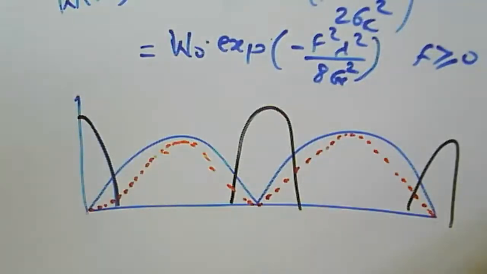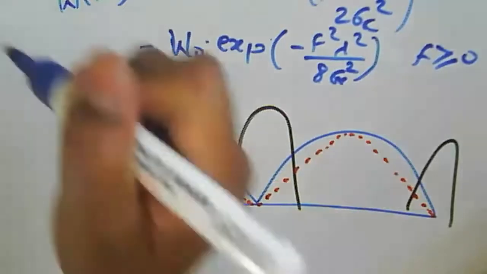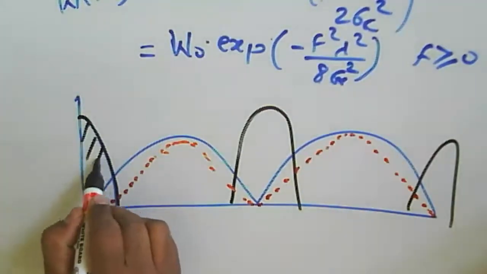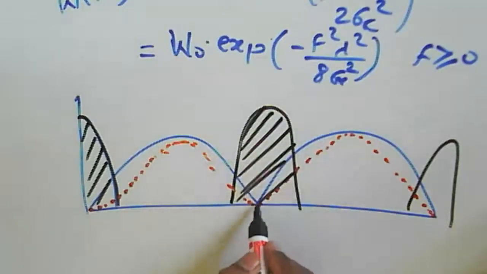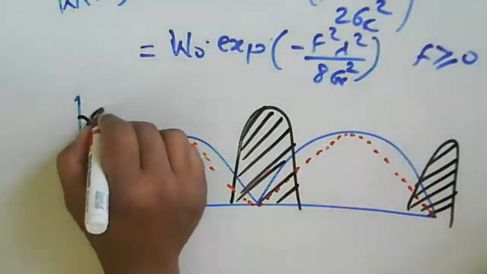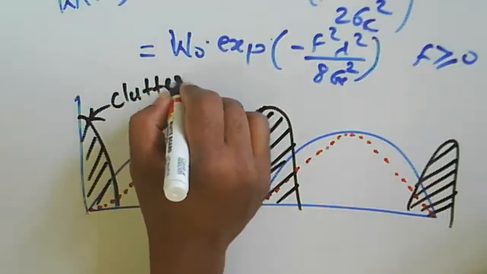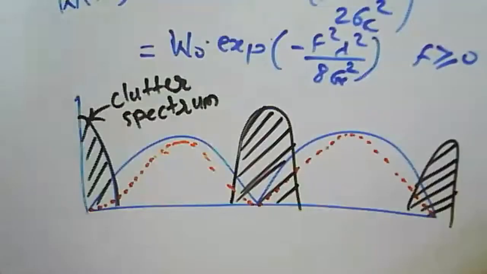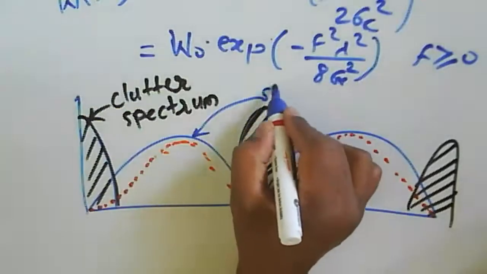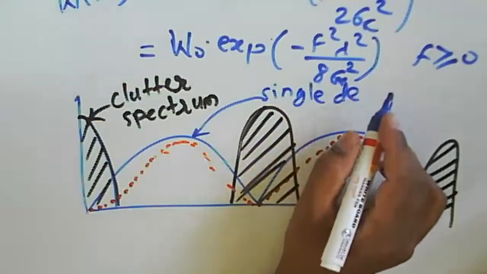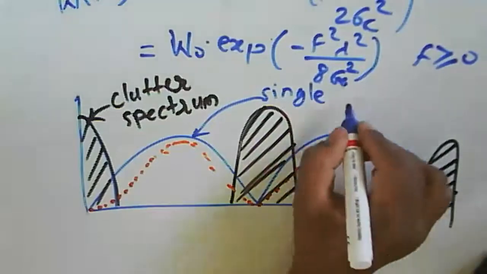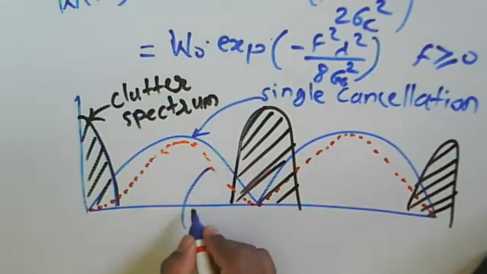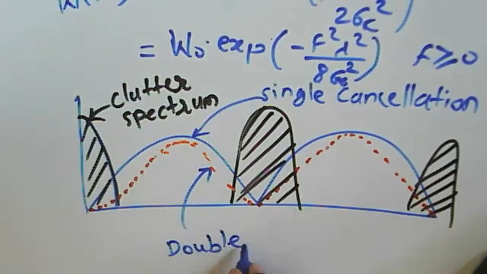This one is about the clutter spectrum. Then this one is about the single cancellation, and this one is about the double cancellation.